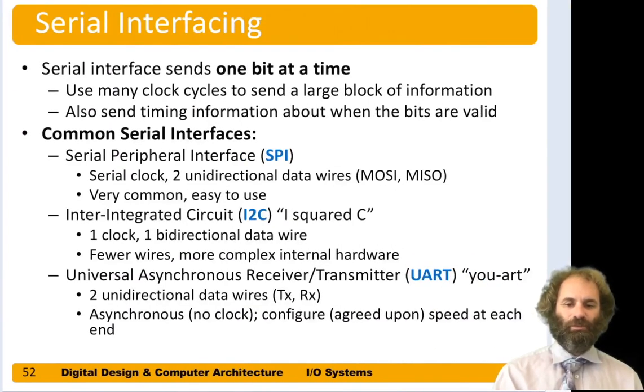Serial interfaces send one bit at a time. So to send a lot of information, you need many clock cycles. And you also need to be sending the timing information about when the bits are valid. As we discussed, SPI, I2C, and UART are 3 of the common interfaces. Another one that's more complex but very powerful is USB, and that one can send data at gigabits per second, because even though we're only sending 1 bit per cycle, we can run the clock at very high frequency.